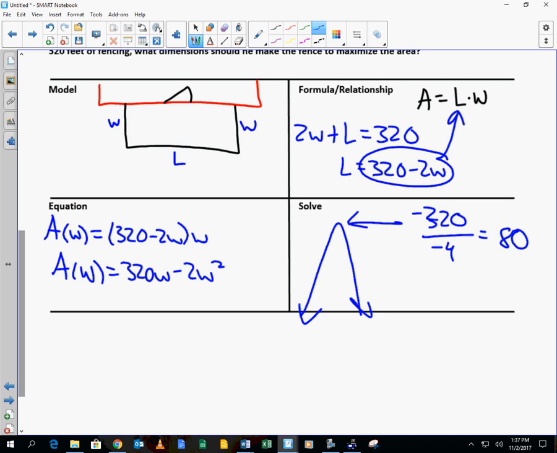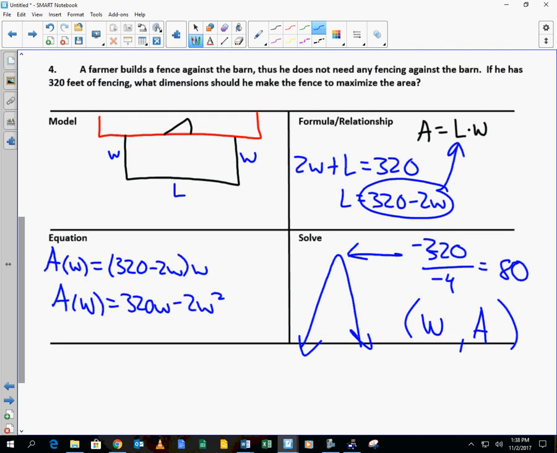Okay, now you plug it back in, but let's ask ourselves why. This is the x value, w, correct? The y value is area. Do we need the area? No, we need the dimensions. So I have the width, don't I? That's what 80 is. So we're going 80 yards, whoops, sorry, 80 feet by, how do I get the other dimension?